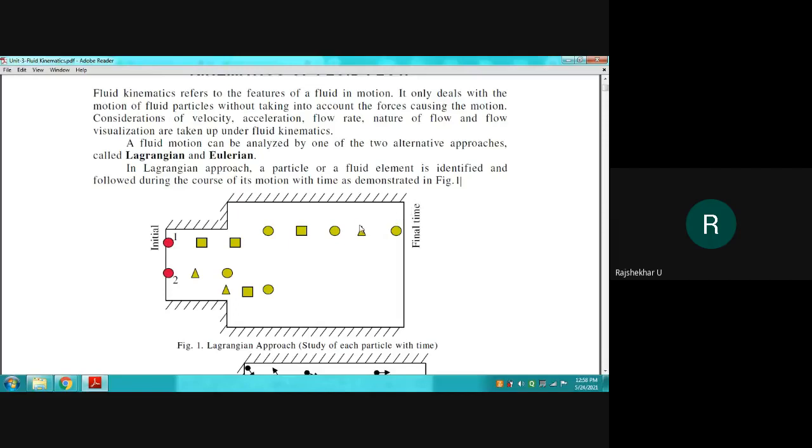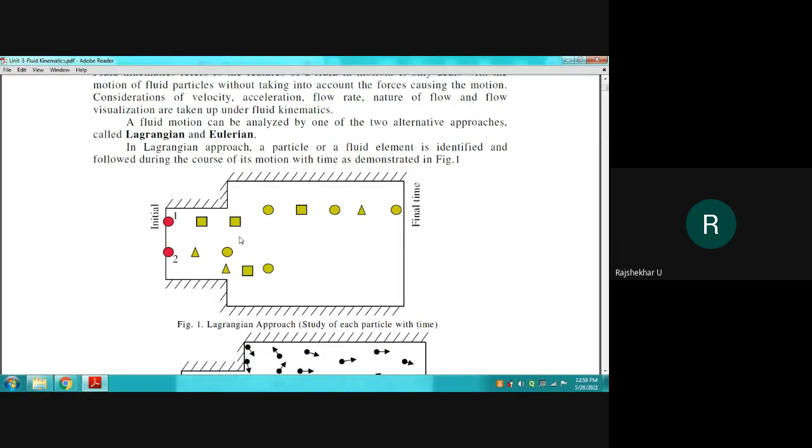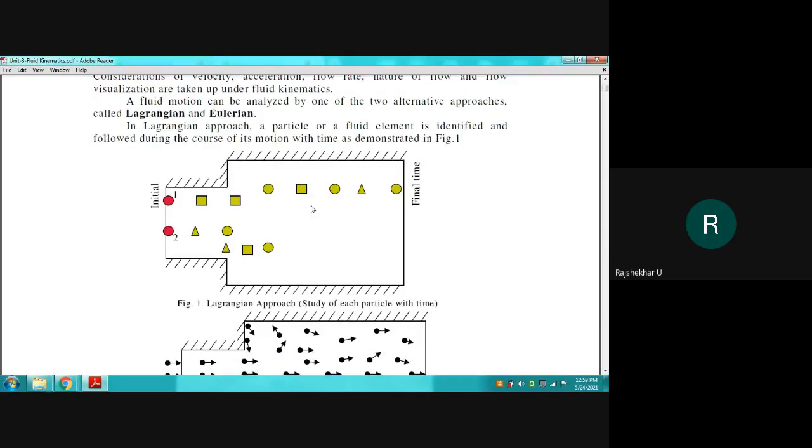Followed throughout means wherever it is moving, the properties will also be changing, so those things also will be monitored. So this is the Lagrangian approach. In this approach, the main thing is that you are studying the particle with time as it is moving. And we'll understand the Eulerian approach, then you will get the difference.